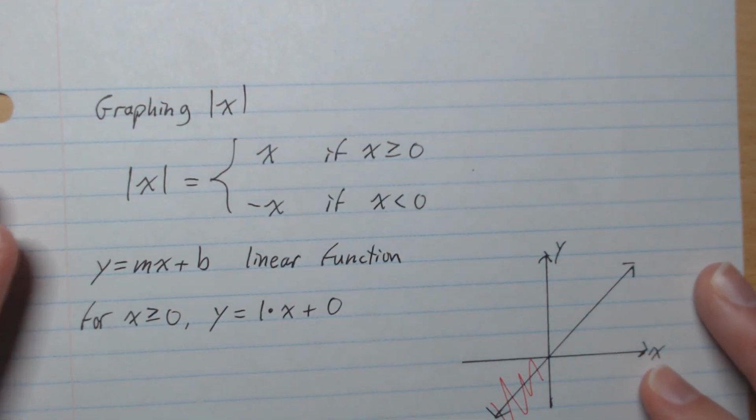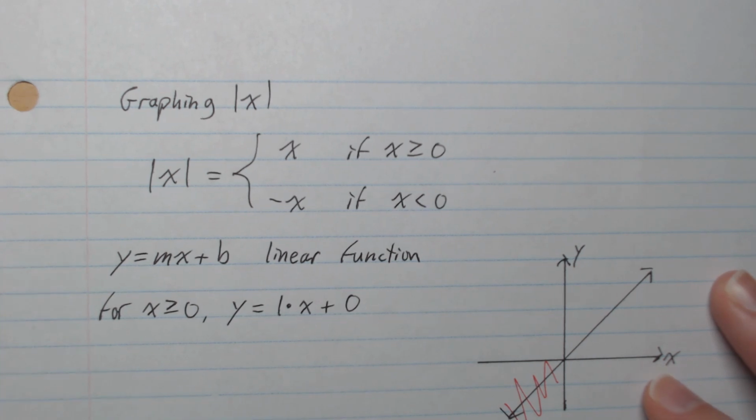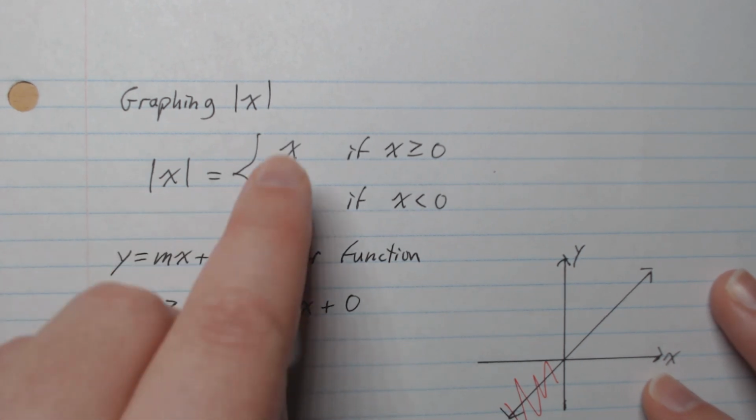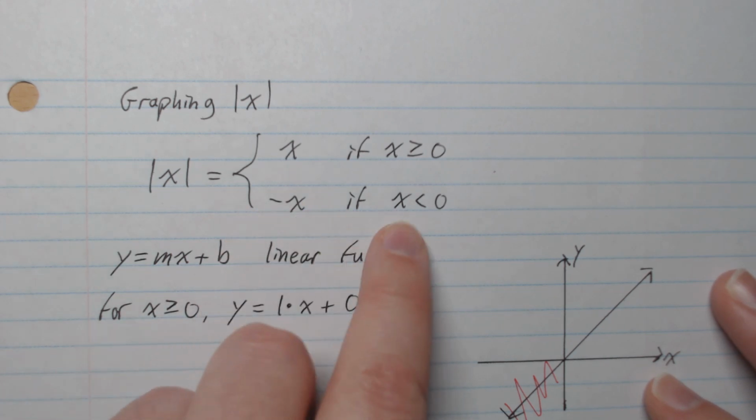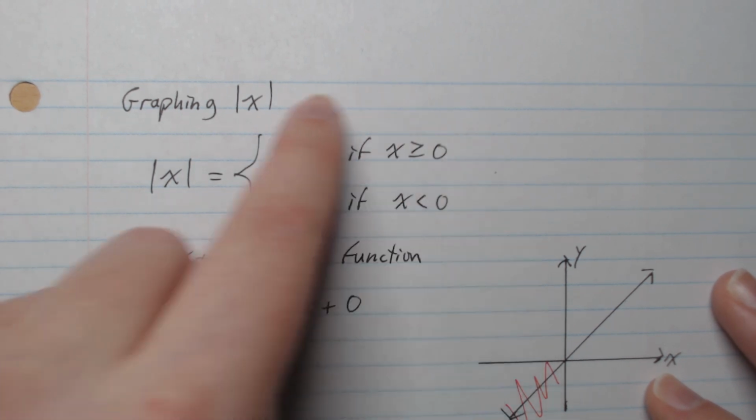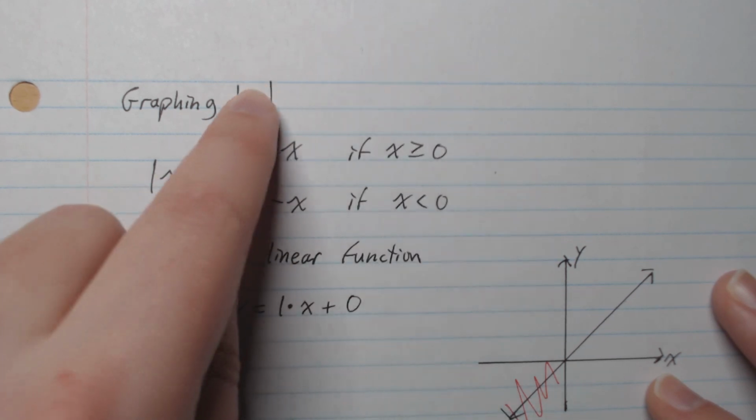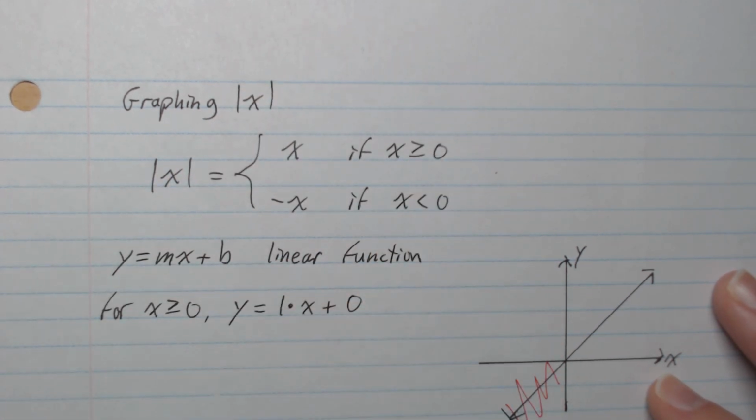Okay, we're going to look at graphing of the absolute value function. So here we are. Absolute value of x is x for x greater or equal to 0, or negative x for x less than 0. So let's start with this first section here, this first domain, x greater or equal to 0.